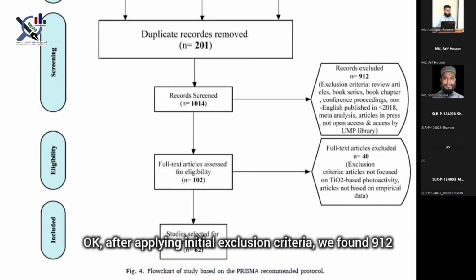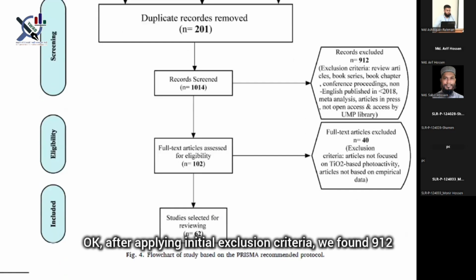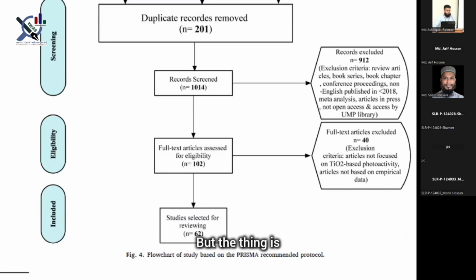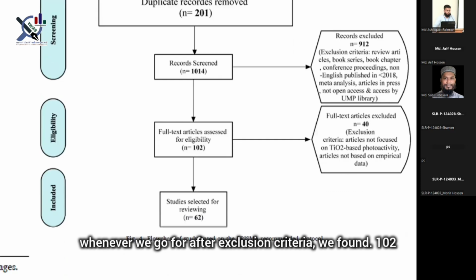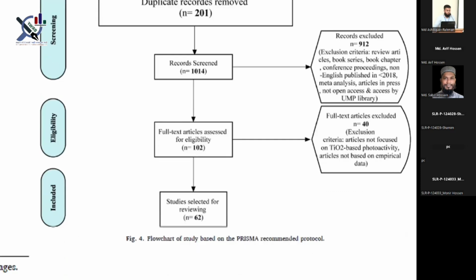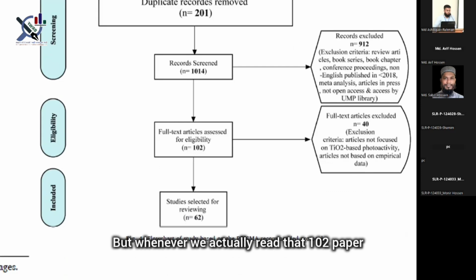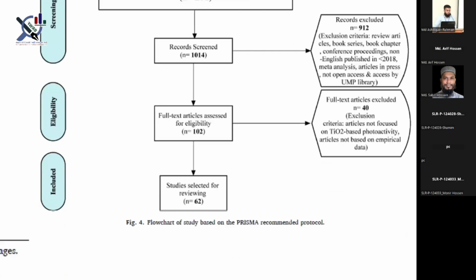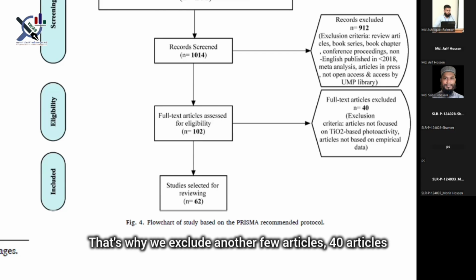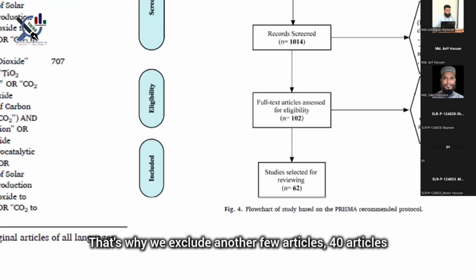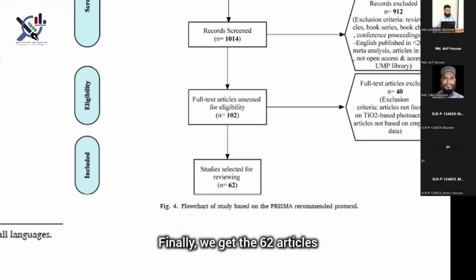Okay, after applying the initial exclusion criteria, we found 912. After the exclusion criteria, we found 102 eligible papers overall. But when we read those 102 papers, we found that even though we thought they were related to photocatalysis and pollutant reduction, some papers didn't have the relevant data. That's why we excluded another 40 articles. Finally, we got 62 articles, which we critically reviewed.